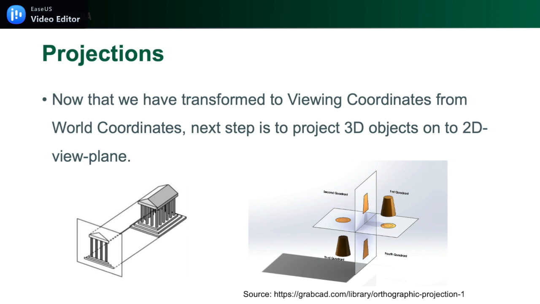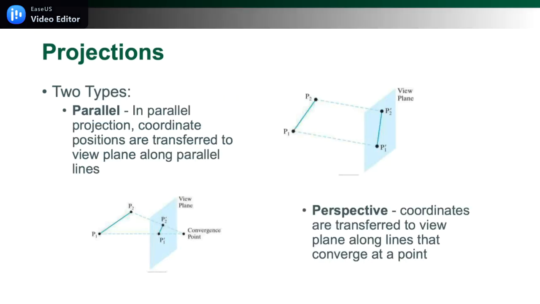So if you look at from the bottom, it's a circle. If you look at it from the left, it's more like a parallelogram. If you look at it from the top, it'll be like a frustum. So that is projection onto different planes. Now projection is of 2 types. In parallel projection, the coordinate positions are transferred to view plane along parallel lines.